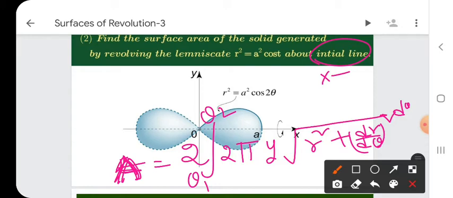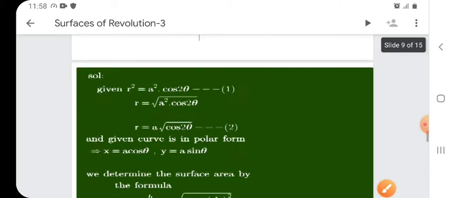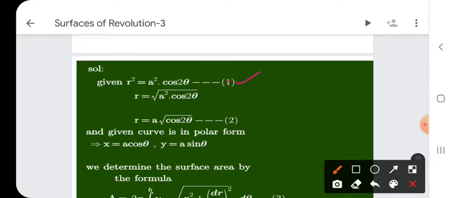This is our formula. See here, what is the given equation? r square equals a square cos 2 theta. Let this be equation number 1. We have to find the dr by d theta value, that means we differentiate r. Here we have r square, so I write the r value. What is r?